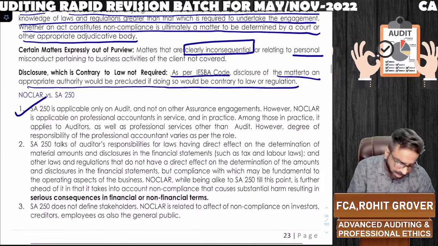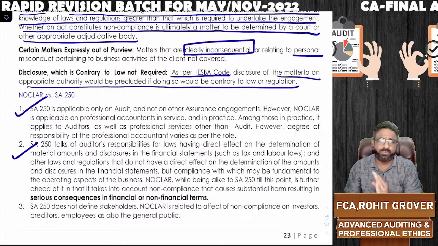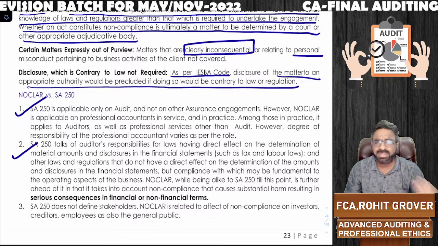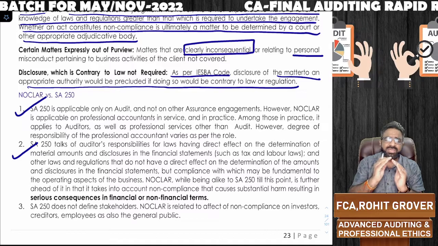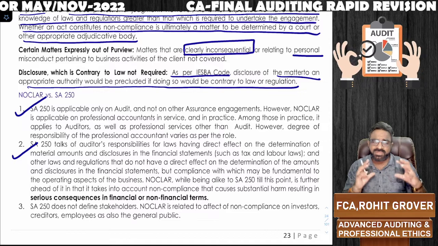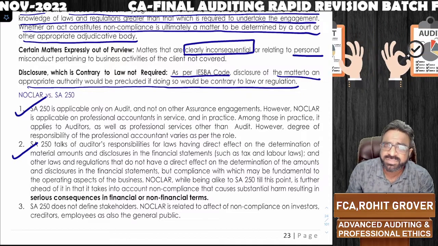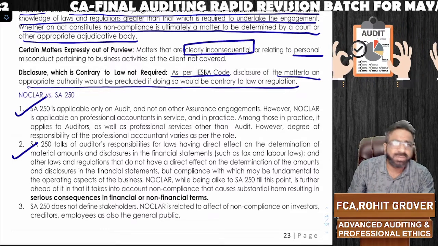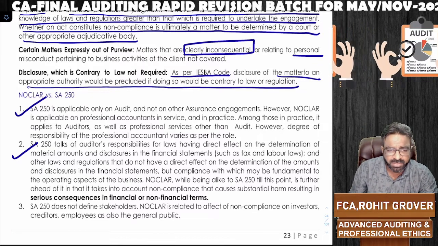Point number 2, in NOCLAR stakeholders have been described. What do you mean by stakeholders? Everyone, your competitors, your lenders, government, management, shareholders, everyone is a stakeholder. So NOCLAR is basically introduced to protect the interest of whom? Stakeholders. But SA 250 was not specifically talking about stakeholders. So yes, stakeholders have been introduced in NOCLAR, but the stakeholder definition was not there in SA 250. Are you getting the point or not?